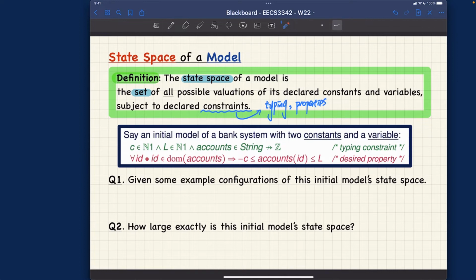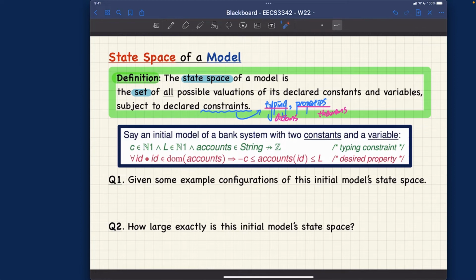Right? In the case of typing, it will be something we assume, so we declare it as axioms. But in the case of the property, that's something we would like to prove as theorems, right? That's something we actually cover in the Rodin tutorial. Theorems, and also here for typing, it will be axiom. So these are just two examples. Right? Let's now consider one example model over here.